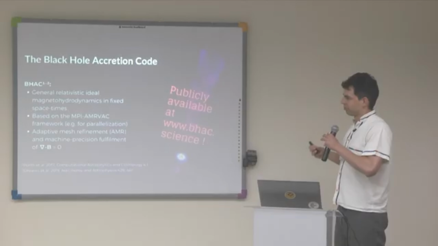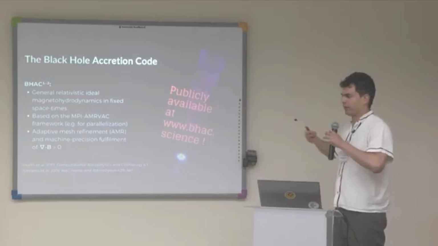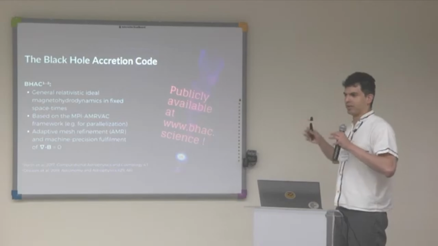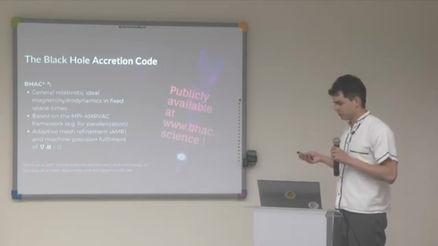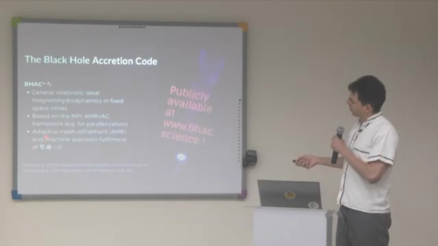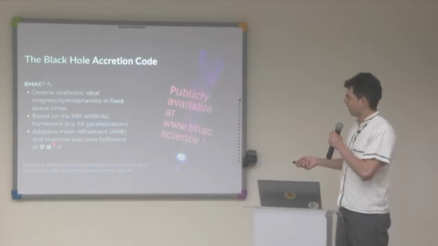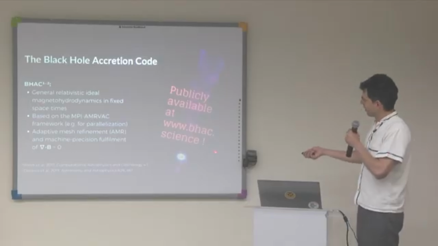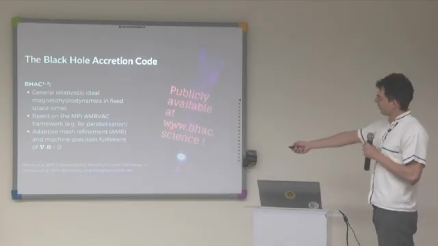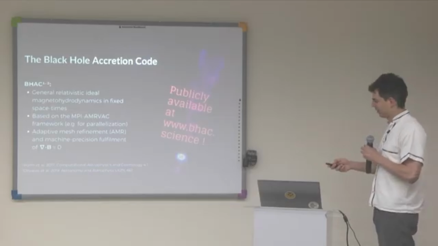So this allows it to scale well up to order 80,000 CPUs, and it also uses advanced techniques like adaptive mesh refinement, and it has machine precision fulfillment of the divergence-free constraints. One of the nice things about this code is that it is publicly available, so you can download it from this website, and this is what we will do next.